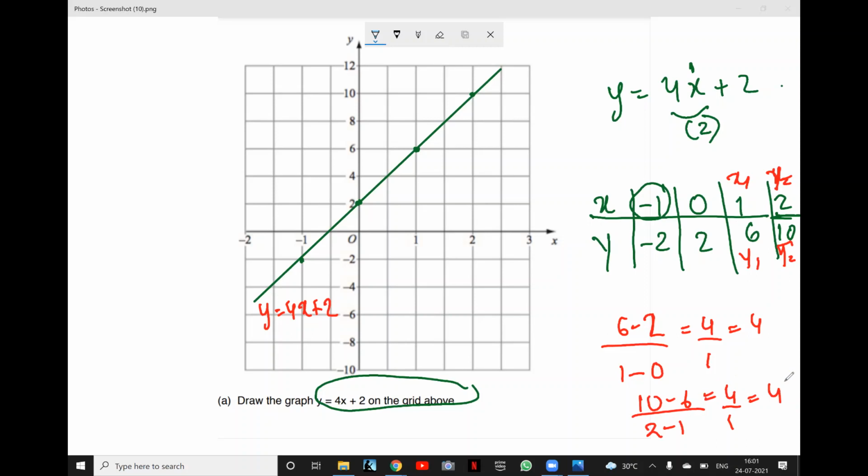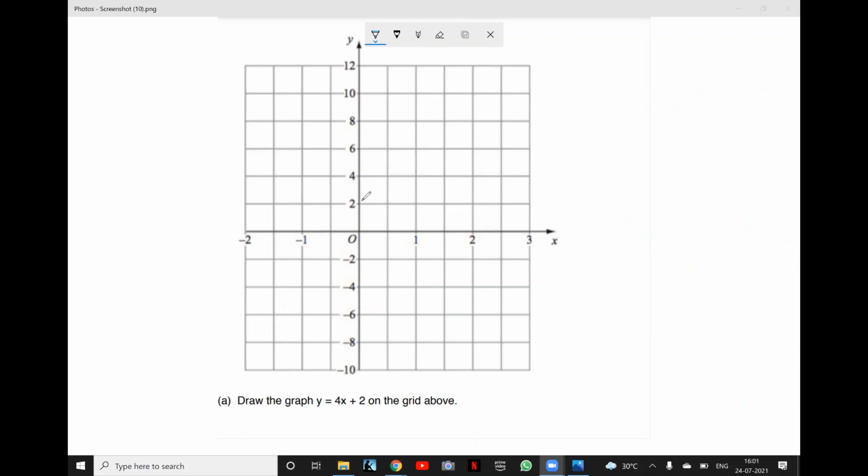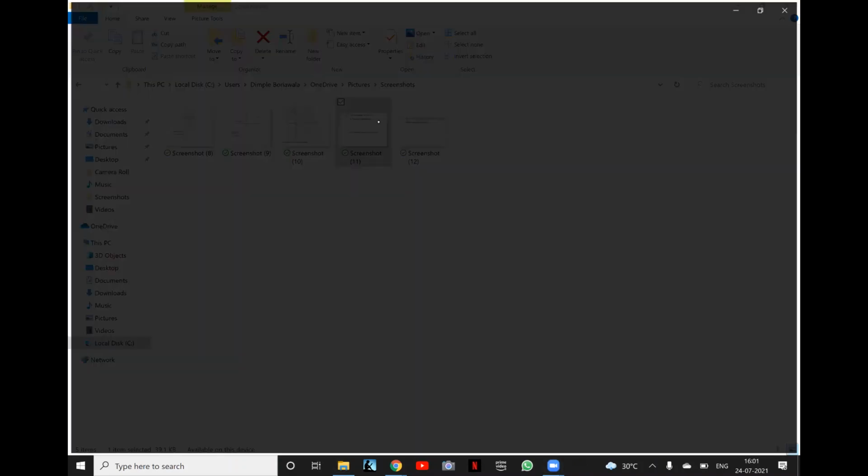And what is my y-intercept over here? It is this 2, because there it is on the y-axis and x is 0. Am I clear till here? Let us go further. Yeah, let us do this sum now.